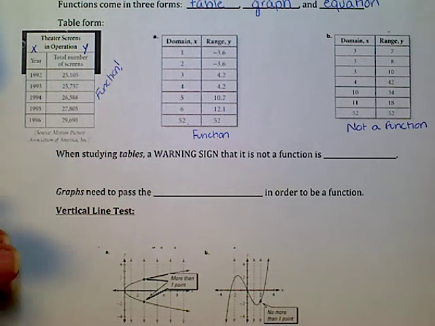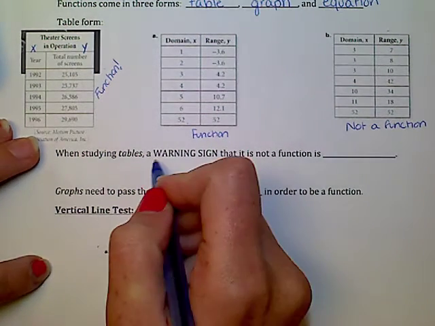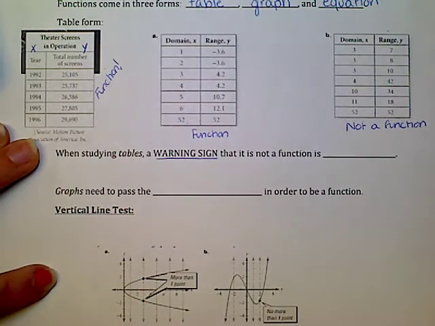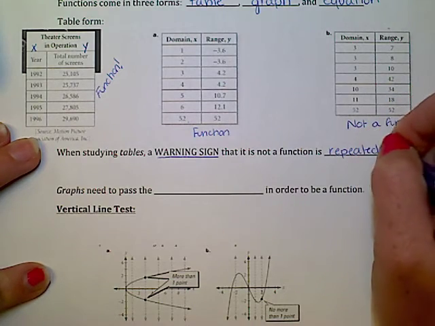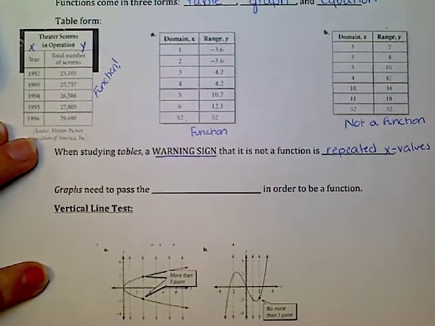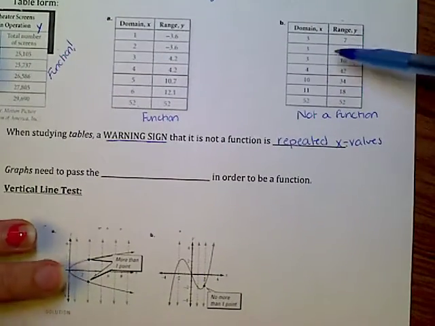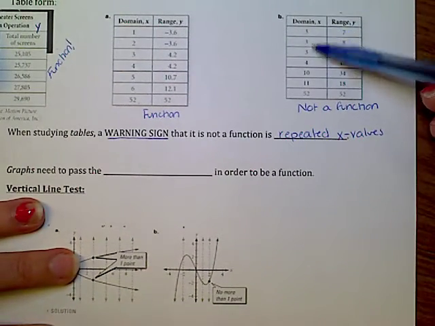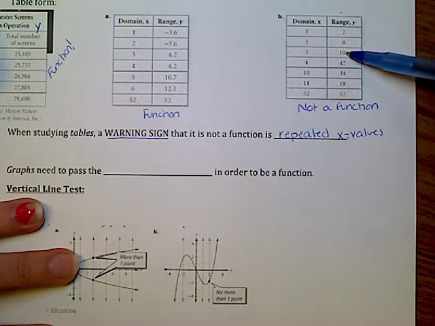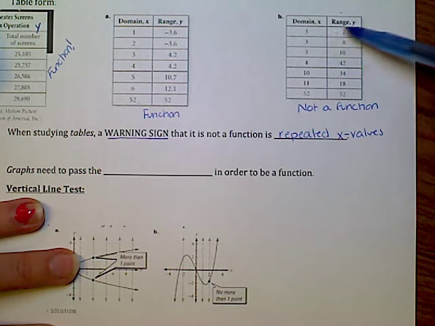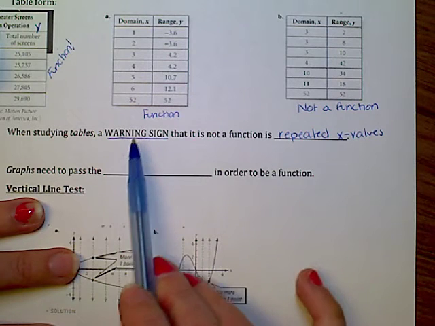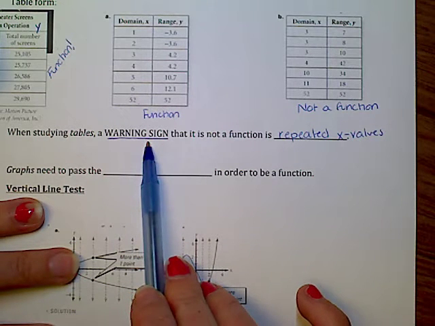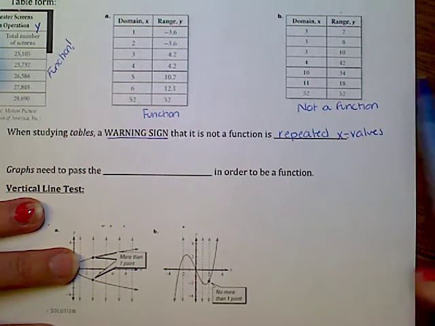Now, when you are studying your tables, like we just did above, a warning sign, it's not necessarily always a problem, but a warning sign that you don't have a function is repeated x values. If we were to go back to this table here, and the 3's were still there, but instead of 7, 8, and 10, we had 7, 7, 7, so that they were still paired with the exact same y value, that would be a function. So that's why I'm saying that repeated x values are a warning sign that it's not a function. Okay? If they happen to be paired with the same y value, it's actually still okay.